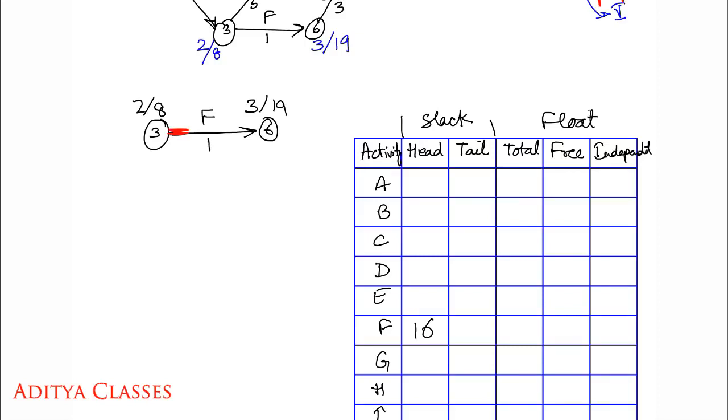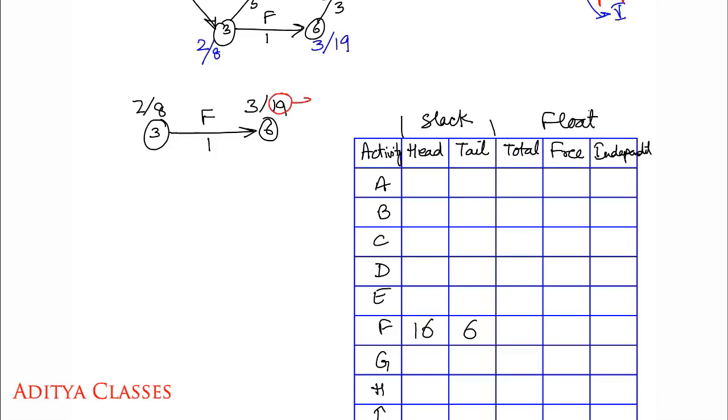What is it? 16. Now where is the tail for F? Tail is over here at 3. What are the differences in times? 8 and 2, that is 6. So the 6 becomes our tail slack for F. What is the tail slack? It is 6. Was that easy? Very good.